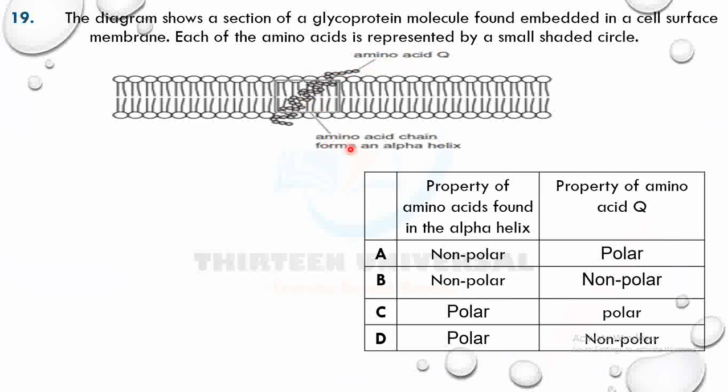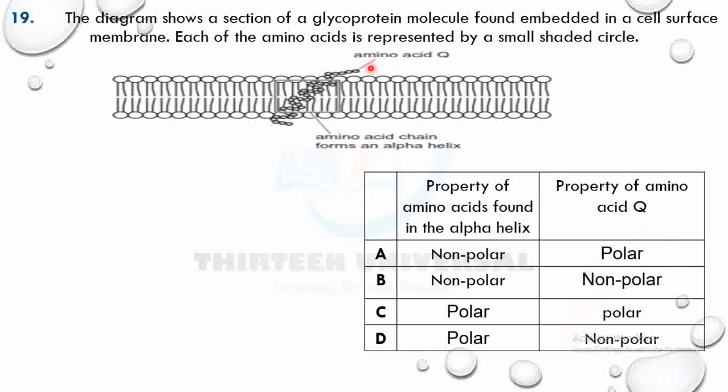This amino acid chain forms an alpha helix, and it is forming the alpha helix inside the hydrophobic core, where we have the tails of the phospholipid. This is a phospholipid bilayer. The hydrophobic core is always hydrophobic, so it allows only non-polar residues, because they repel water and water-soluble molecules. So A and B are non-polar.